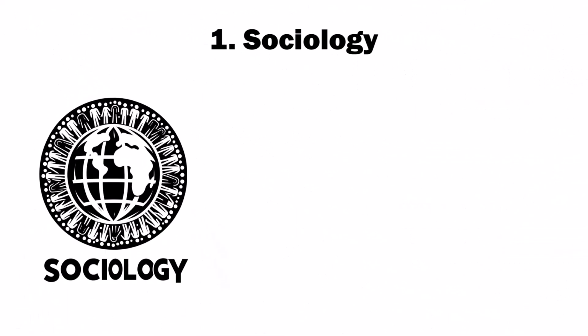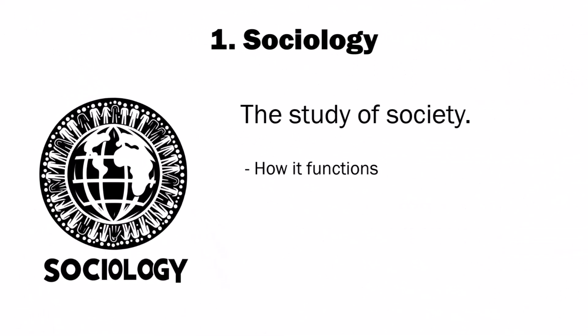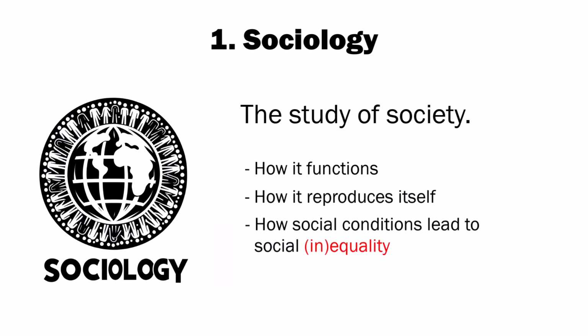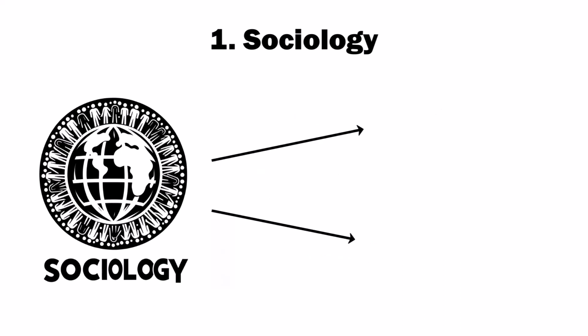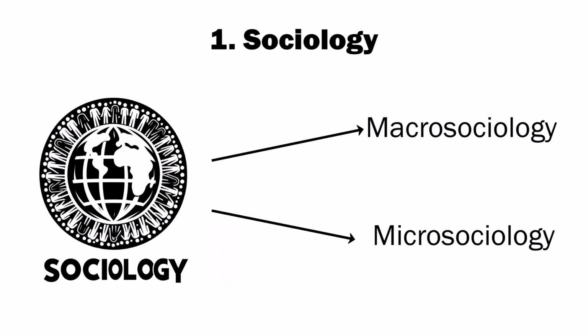Sociology refers to the study of society. It explores how society functions and passes down its structures, values, norms, and beliefs from one generation to the next. The study of sociology has also traditionally had a strong focus on exploring the relationships between social structures and social inequality. We can broadly split sociology into two main categories, and we call these main categories macrosociology and microsociology.